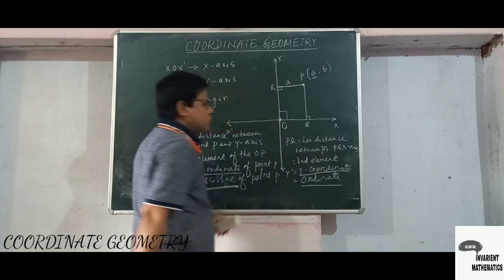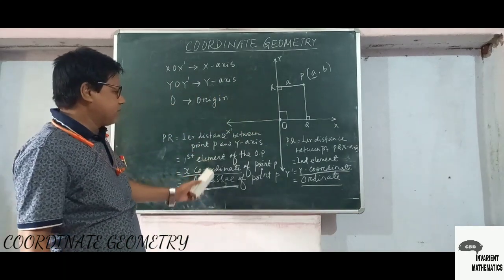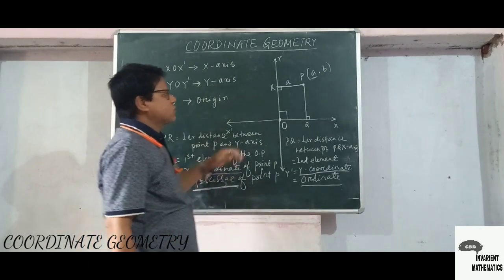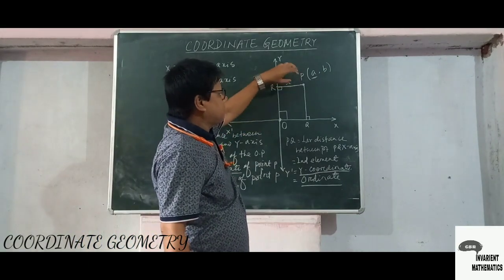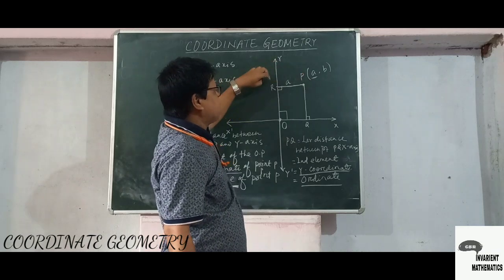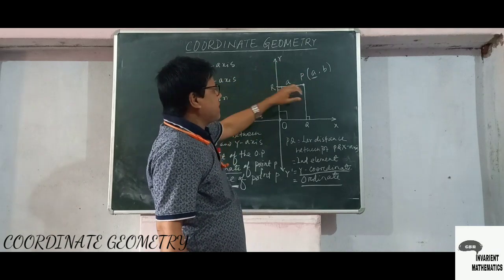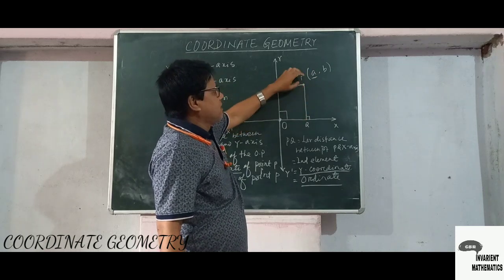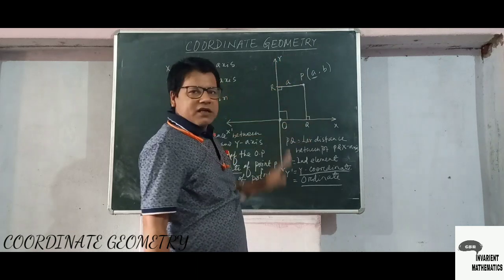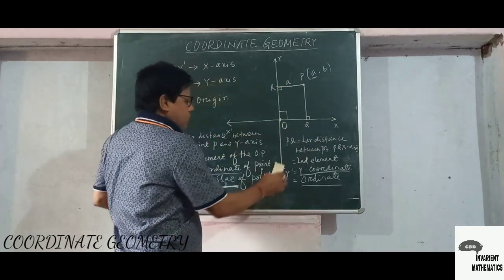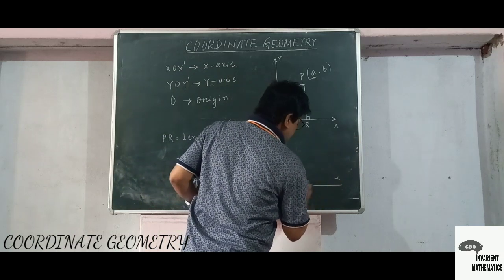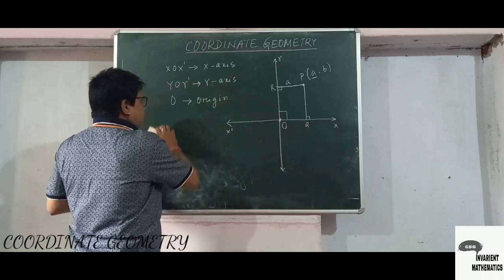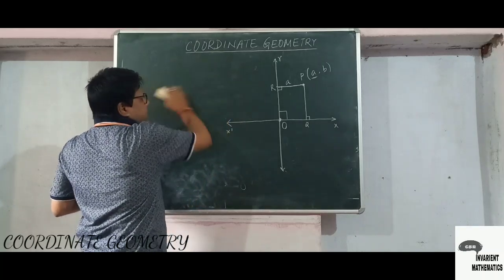The y-coordinate of a point is known as the ordinate, and the x-coordinate is known as the abscissa. How do you find the x-coordinate? It is the length of the perpendicular distance between the point and the y-axis. And how do we find the y-coordinate? It is the length of the perpendicular between the point P and the x-axis. Now, the location of a point.